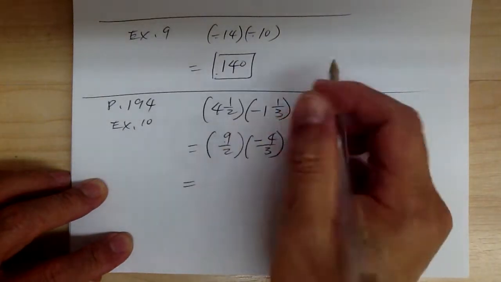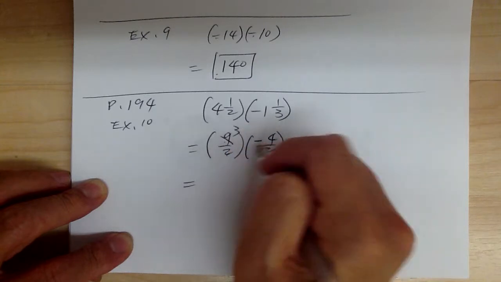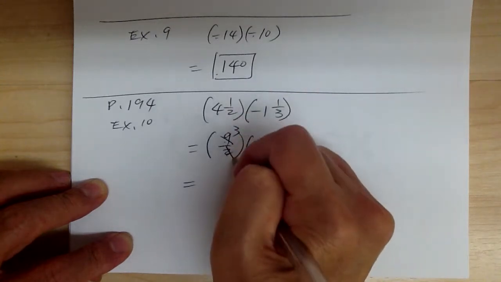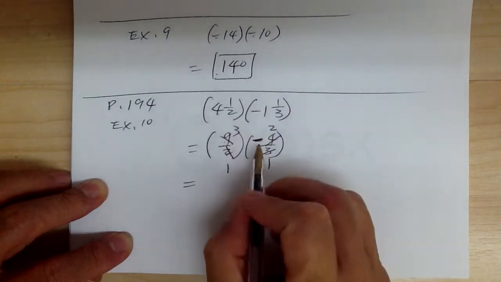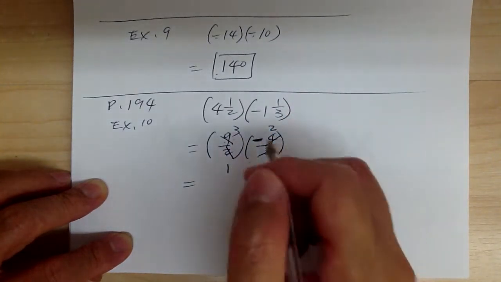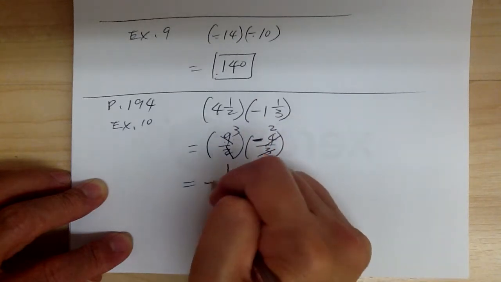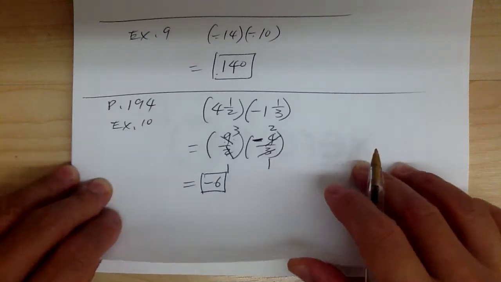So 3 and 9 you can divide by 3, so you get 1 and you get 3. 2 and 4 you can divide by 2, so you get 1. This one you divide by 2, you get 2. Now watch, there's a negative, so be careful with the negative. So your answer would be 3 times negative 2 will give you negative 6 over 1, so it would be negative 6. Let's go to example 11.